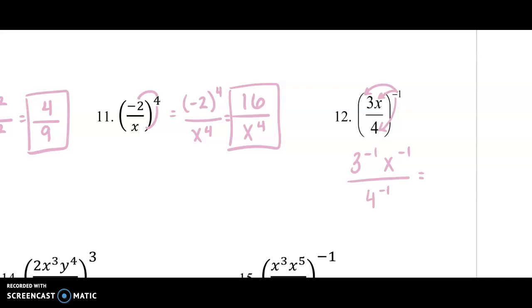Everything gets flipped. What's in the bottom comes up top, and what's up top goes to the bottom. So then I would have 4 over 3x. You don't have to write anything to the first power because it is the same as itself.